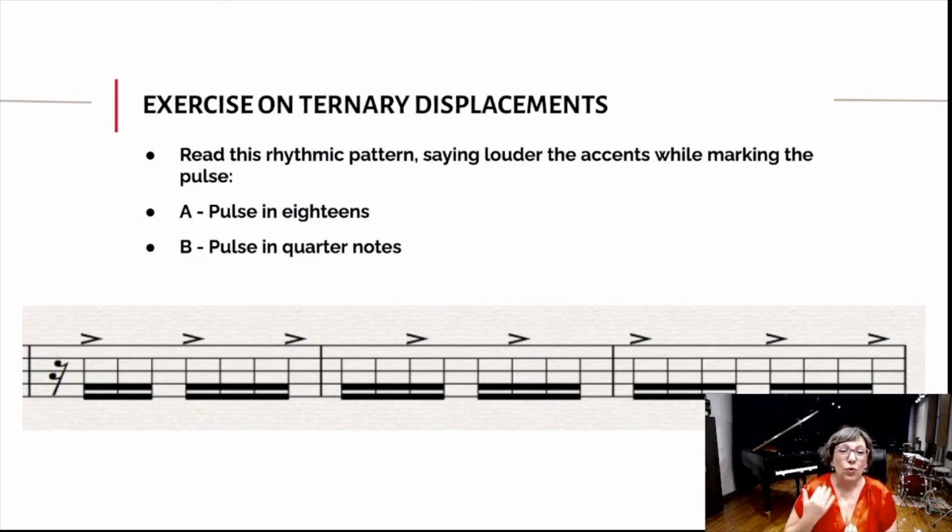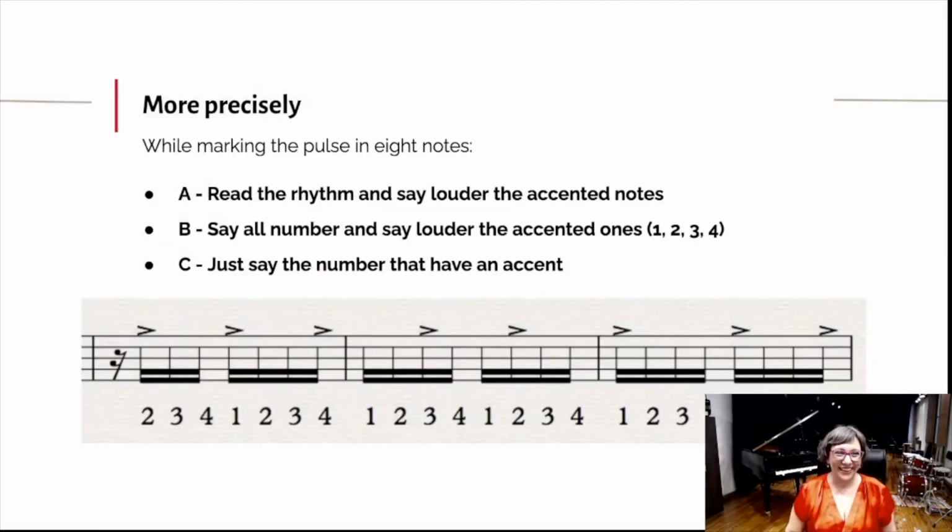Good. Now we are going to make the exercise B. So we will make the pulse in quarter notes. Yes? 3, 4. Pop, pop, pop, pop, pop, pop. Okay. Some more. This is very fun to do. So while we are making the pulse in 8 notes, we are going to read this rhythm and say all the numbers. Yes, so we are going to read the numbers, but just making louder the numbers that have an accent. And then this is going to be like this.